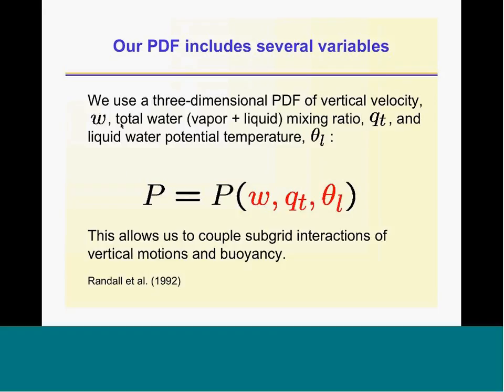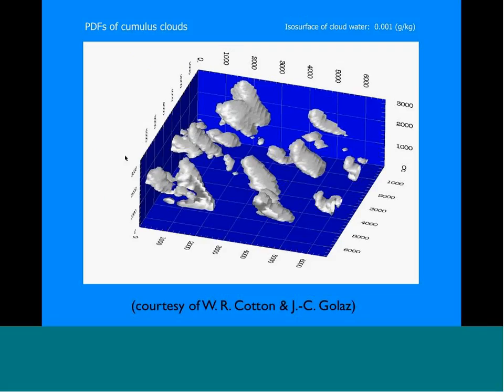So we follow the approach that Larson and Golaz used, a 3-dimensional PDF, which means 3 variables here: vertical velocity, total water, meaning total suspended water, vapor and liquid, or vapor, liquid, and ice crystals, and also the liquid water potential temperature, which can be generalized in the case of cloud ice. So we have a trivariate PDF. Now, the shape of this PDF is something we'll discuss next.